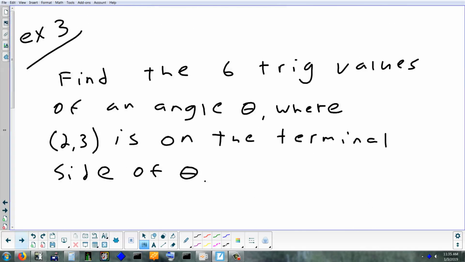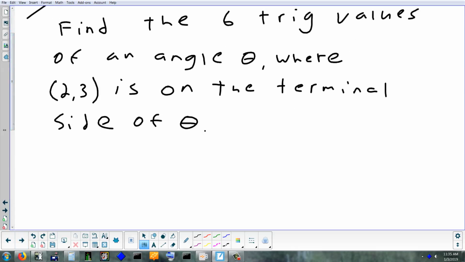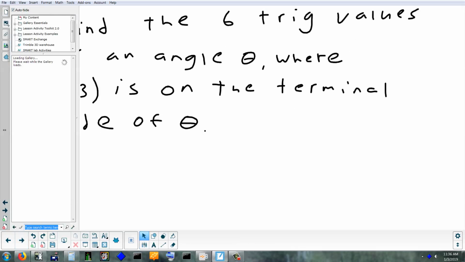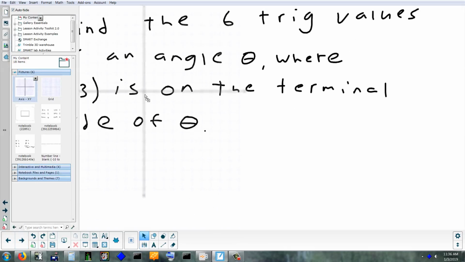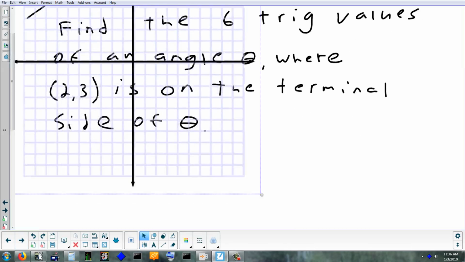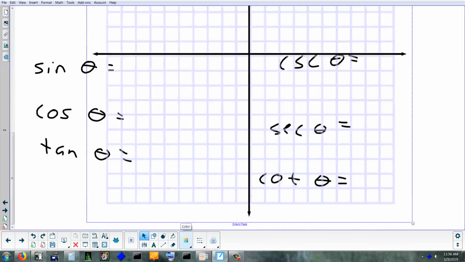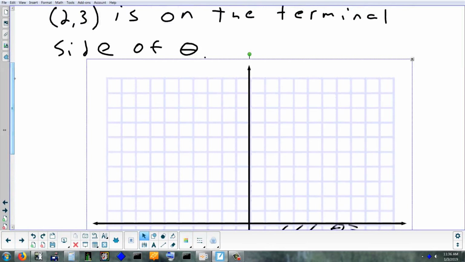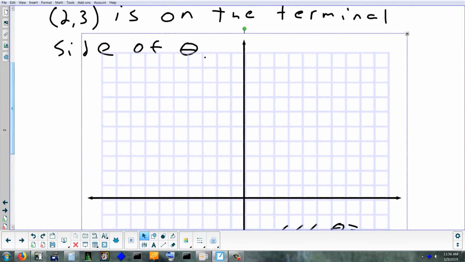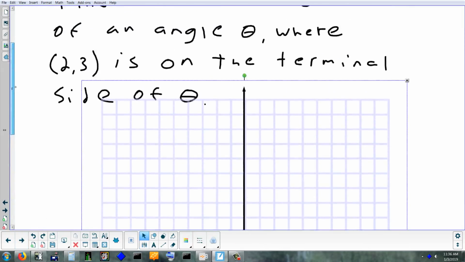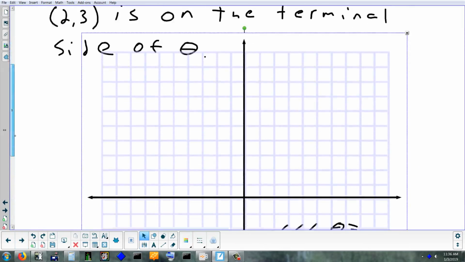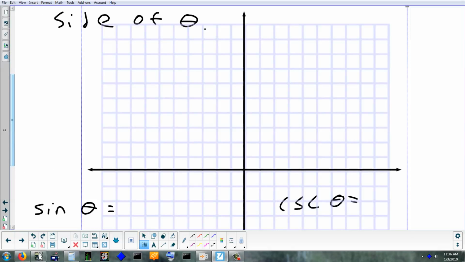Now they're not telling us what the angle is. All they're telling us is if you make a circle and you draw a point from the origin to 2, 3, that's what the angle would look like. All right, so the point 2, 3 is on the terminal side of the angle.